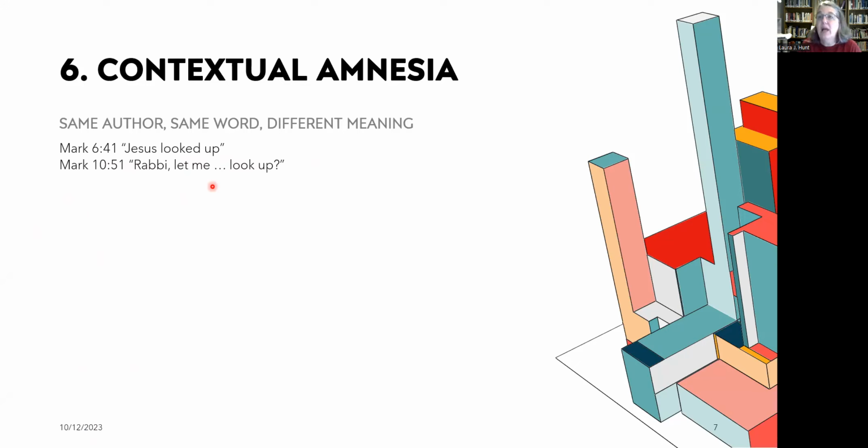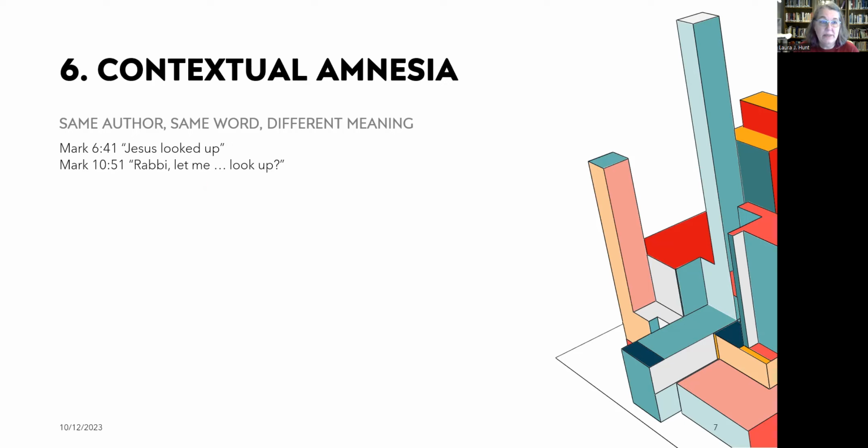And if we felt like the same author had to use the same word with the same meaning, even in a different context, we would feel like we had to translate it, Rabbi, let me look up. But that same Greek word can mean recover my sight. And so here, obviously, from the context, the blind man says, Rabbi, let me recover my sight.